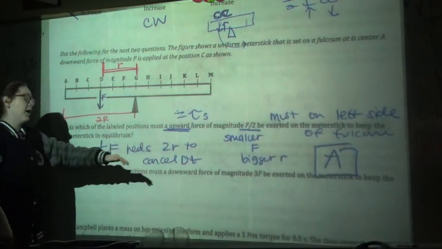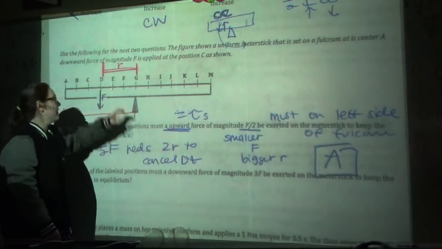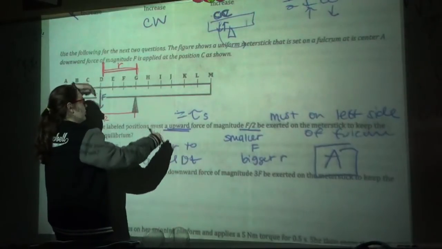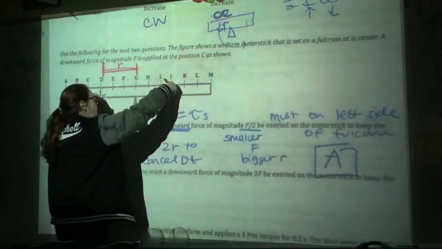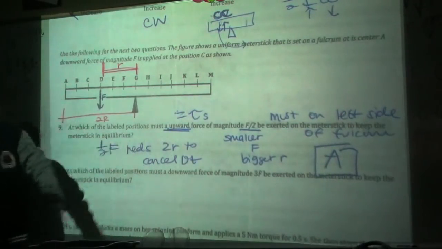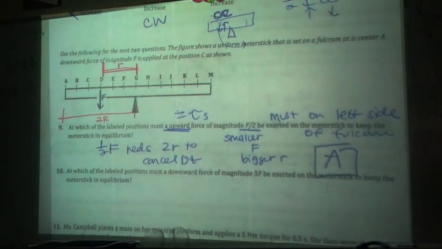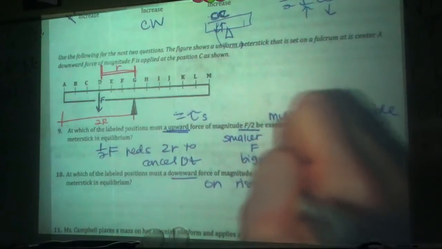Now, if it had asked about a downward force, then downward on this side would be counterclockwise, so you need downward on the right side to be clockwise to cancel out. So the fact that I want a force pushing downwards means I need it to be on the right side of the fulcrum.